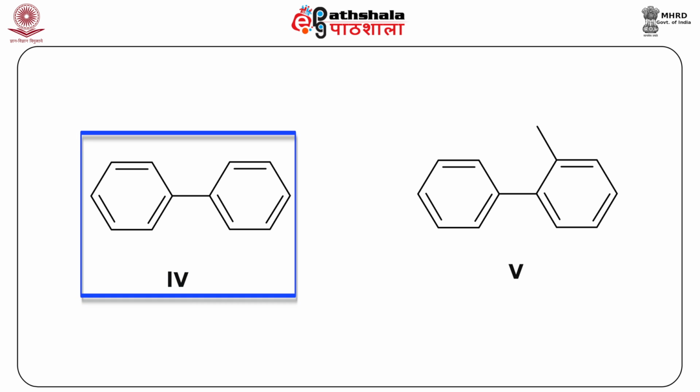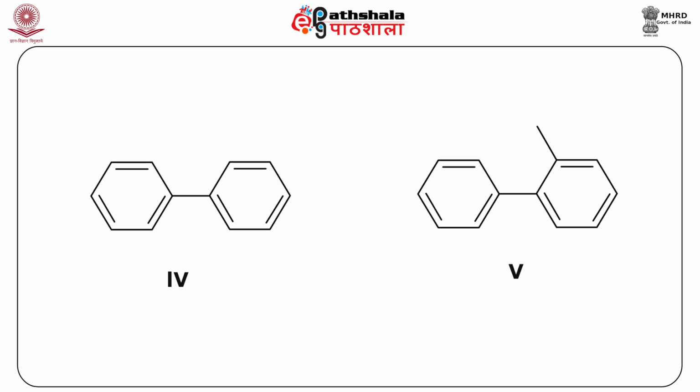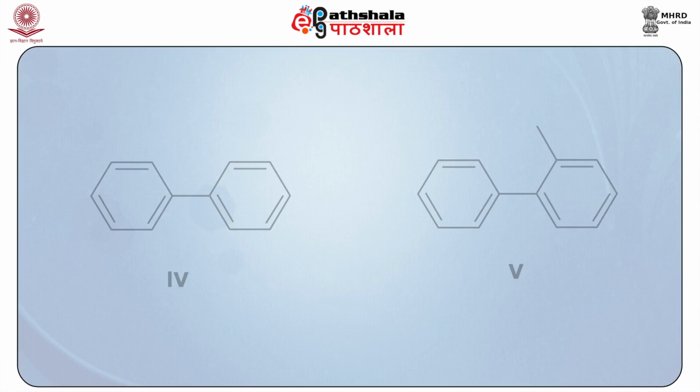Numerically, biphenyl has a lambda max of 250 nanometer with a molar absorptivity of 19,000, and comparatively 2-methyl biphenyl, as shown, has a lambda max at 237 nanometer with a molar absorptivity of 10,250. I hope now you can appreciate the difference between the two structures and the coplanarity and its importance.